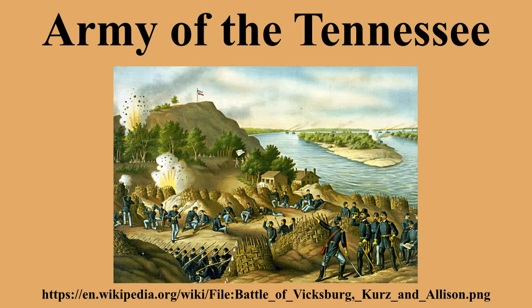Under other generals, starting with William Tecumseh Sherman, the army marched and fought from the Chattanooga Campaign, through the relief of Knoxville, the Meridian Campaign, the Atlanta Campaign, the March to the Sea, the Carolinas Campaign, and to the end of the war and disbandment.